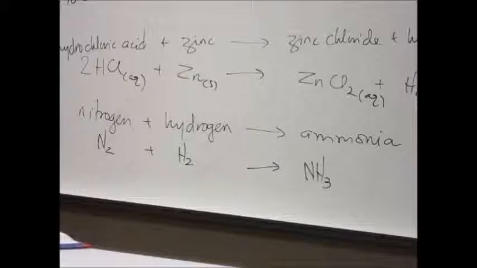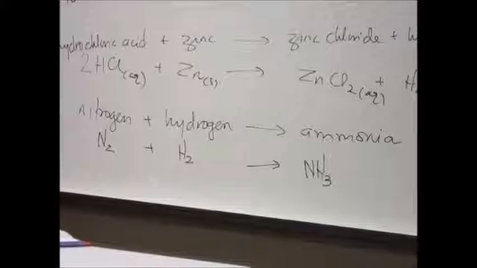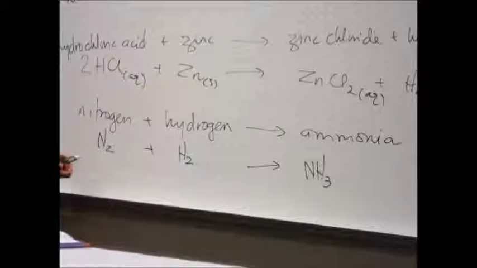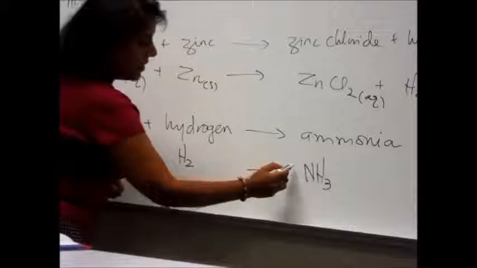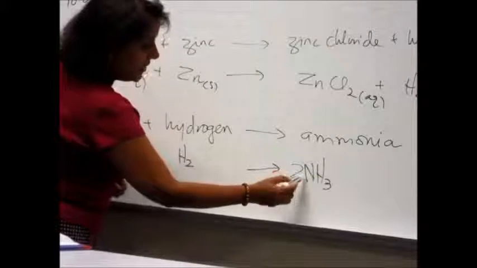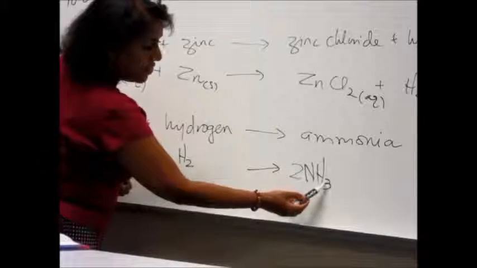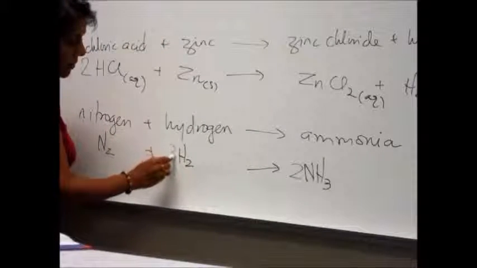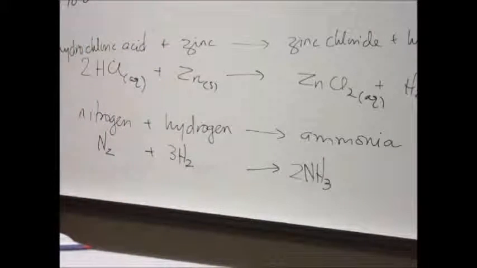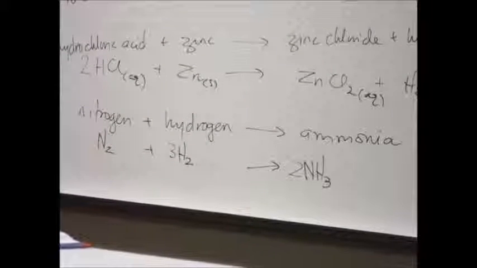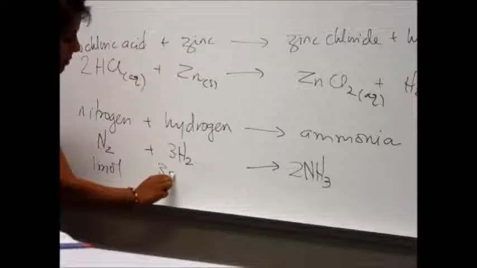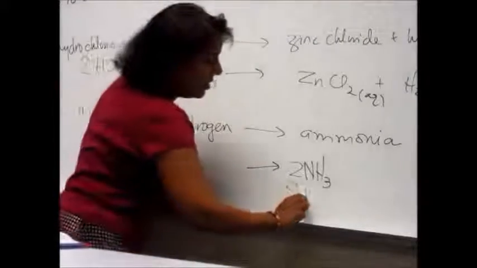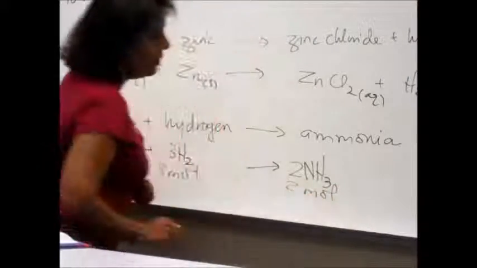Is this balanced? What we're going to do is balance the nitrogen first. So 2 down here takes to 2 up here, and then we have 6 hydrogens, and so 3 goes up here. Now this is 1 mole, this is 3 moles, and this is 2 moles over here.